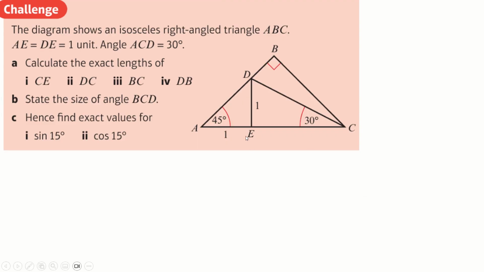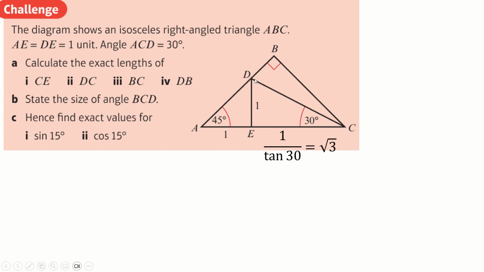Anyway, this is a pretty interesting question. We've got a bunch of triangles in here slotted together. The first thing we can do is work out some stuff here. So CE, well, tan 30 is just this over that. So 1 over tan 30 is this. 1 over tan 30 is 1 over 1 over root 3, which is root 3.